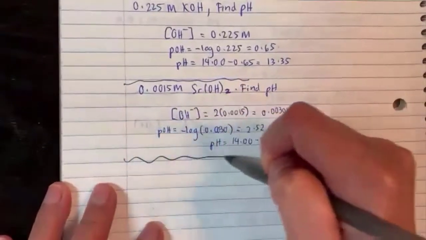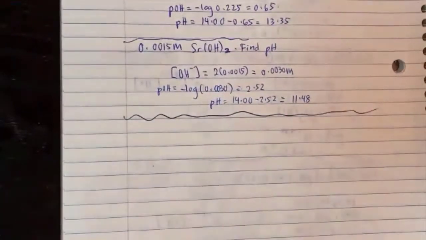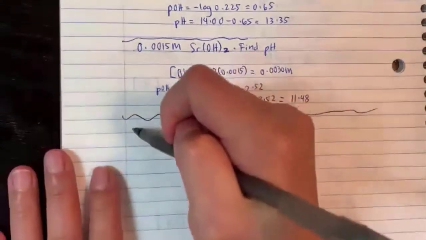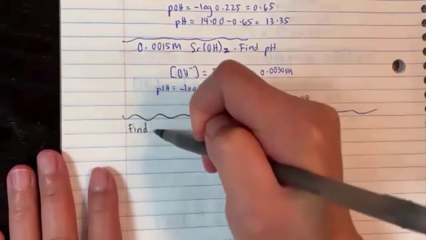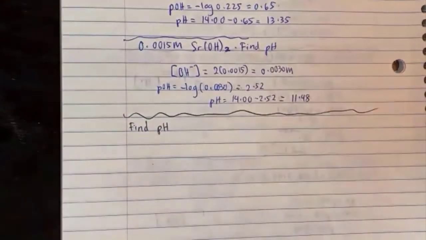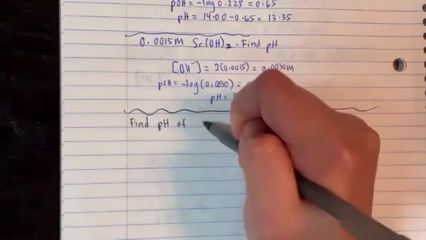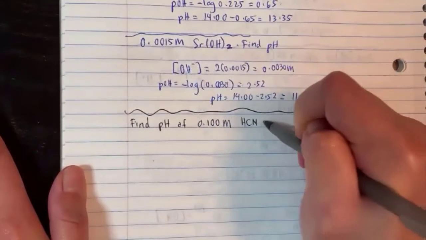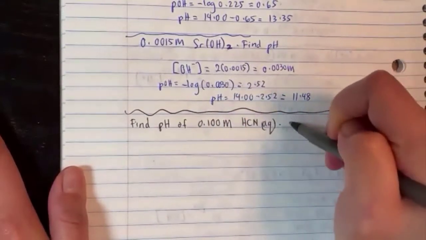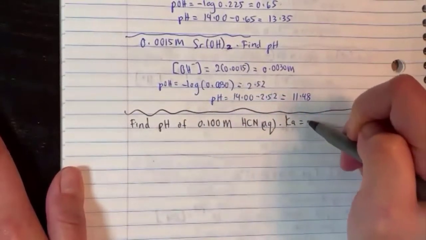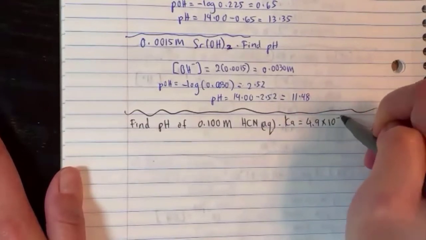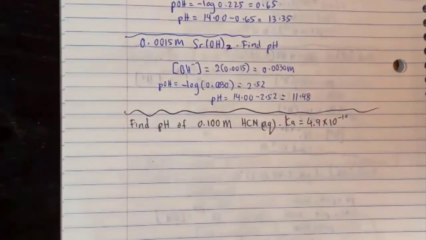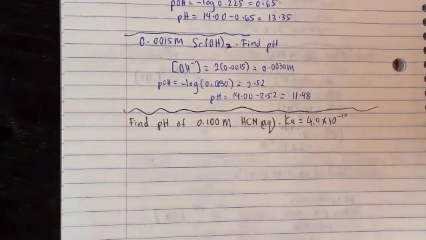Now I want to do an example of weak acid and weak base. So the first example we want to do is this question. Find pH of 0.100 molarity HCN. And then they'll say Ka is 4.9 times 10 to the minus 10. Okay, so that's all they'll give you in the question. Find pH of this acid. Here's the Ka.